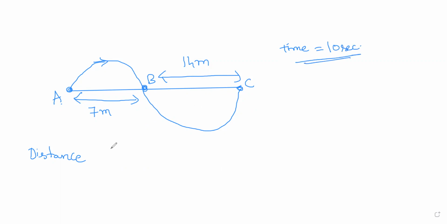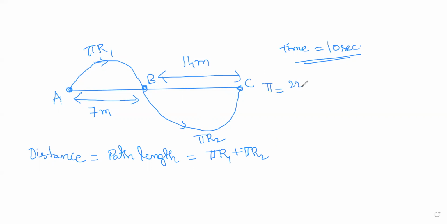Now let us calculate distance first. What is the total distance? Total distance is nothing but the path length. So what is the total path it has traveled? That is a semicircle, so it will be pi into r. This is the radius r1, and you have pi r2. So the path length will be pi r1 plus pi r2. The pi value they have given is about 22/7, so we have to substitute that here.